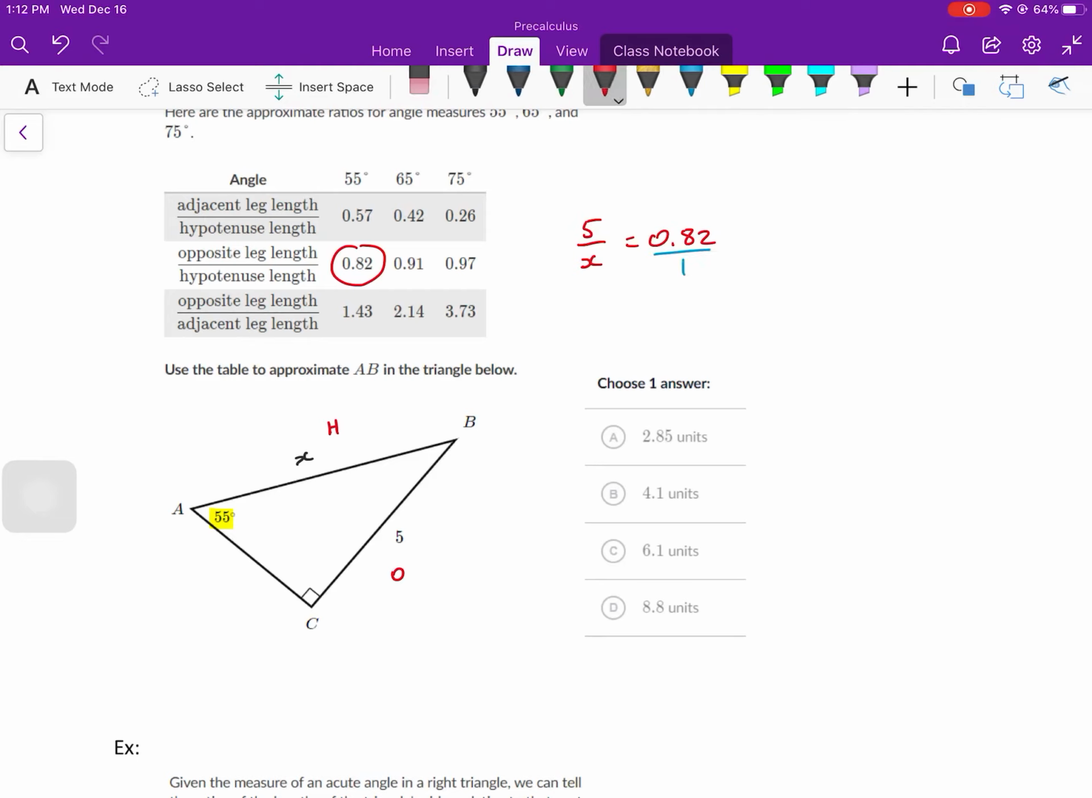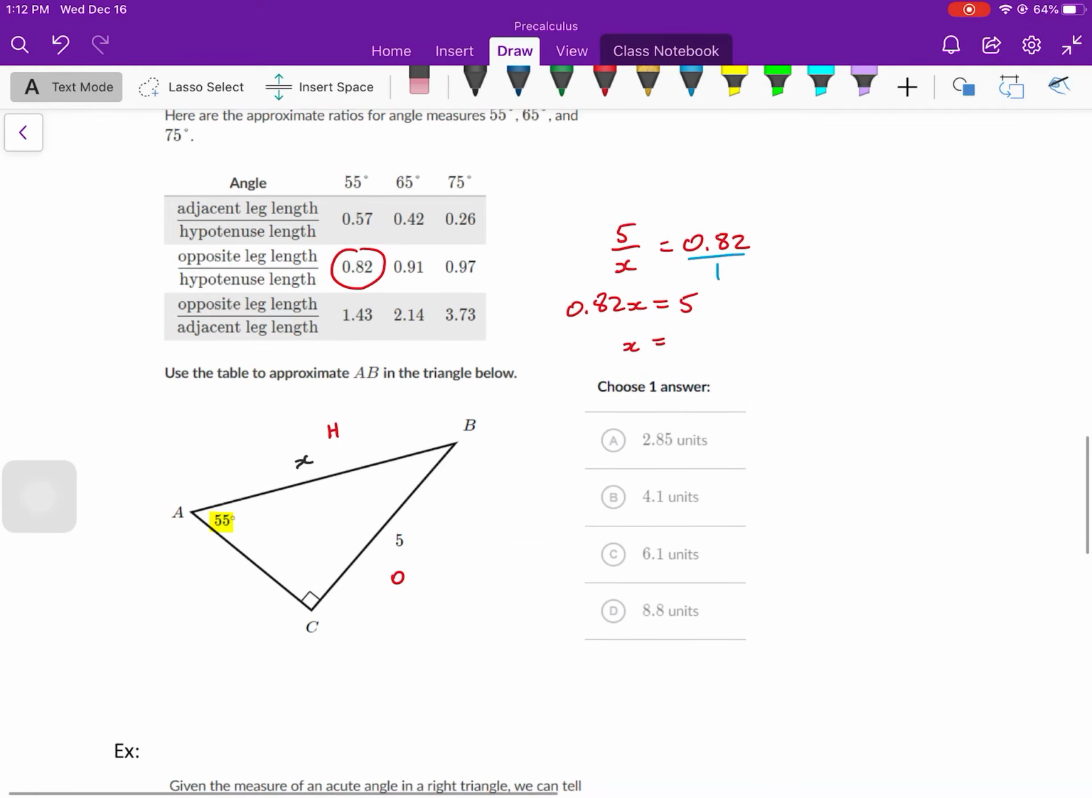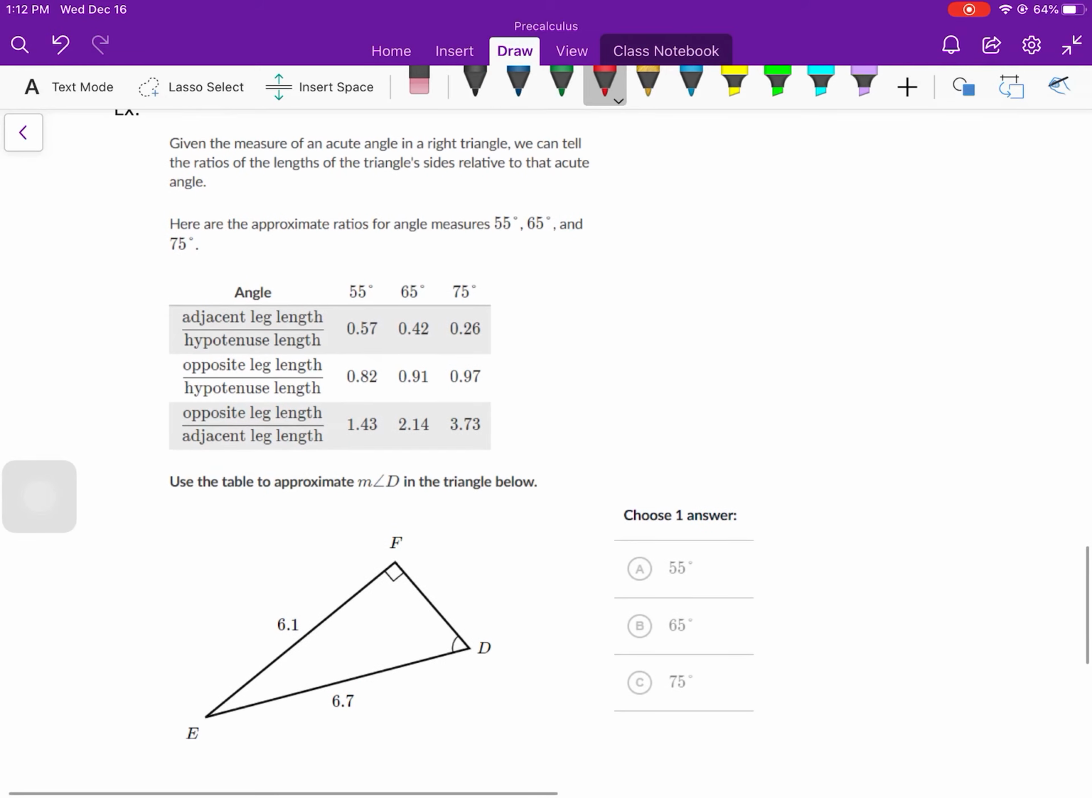So we'll cross multiply, and then divide by 0.82. That is 6.0975. About 6.1, right? And there you go. All right, our last one.